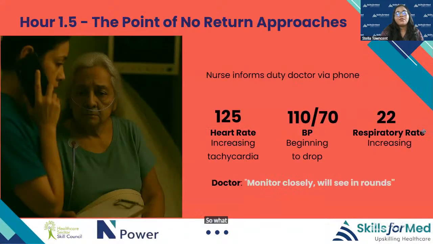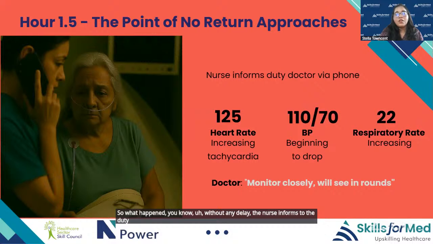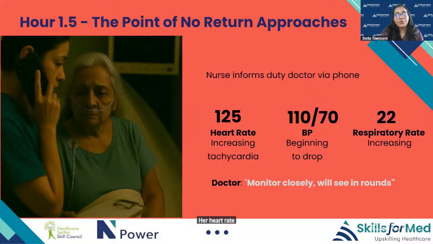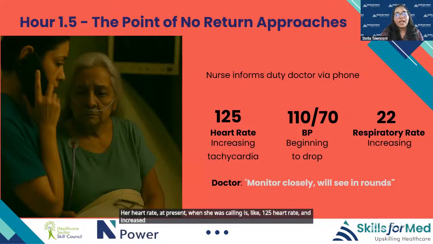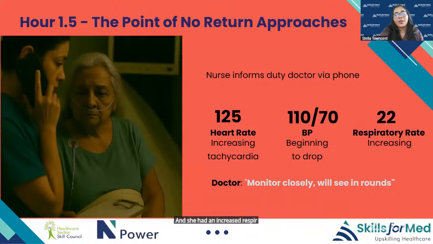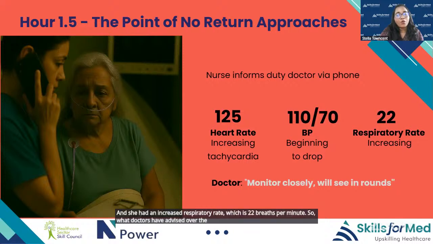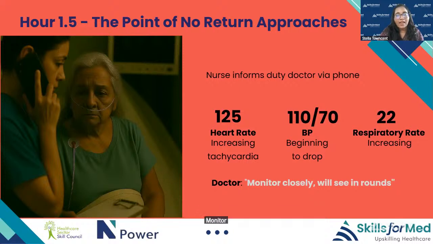So what happened? Without any delay, the nurse informed the duty doctor via phone. Her heart rate at that time was 125, increased tachycardia, and she had a BP of 110/70, beginning to drop. She was admitted with a normal BP, and now it had begun to drop, and she had an increased respiratory rate of 22 breaths per minute. The doctor advised the nurse over the phone to monitor the patient closely and said they would see during the rounds. This was the reply from the doctor.